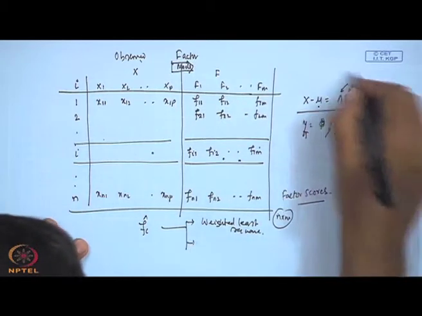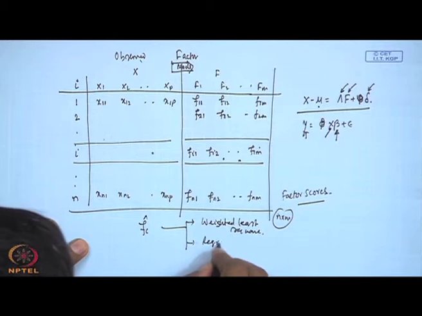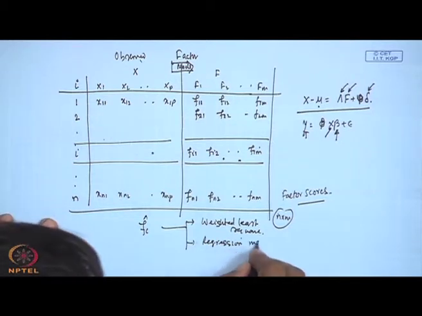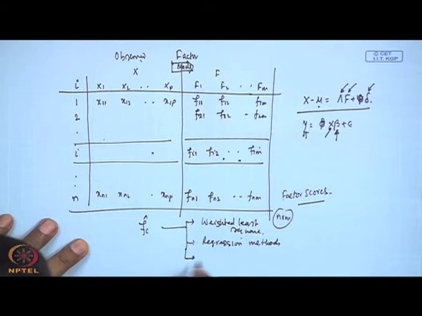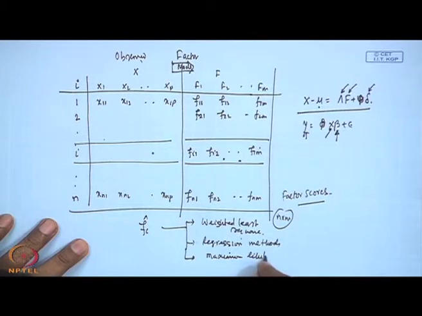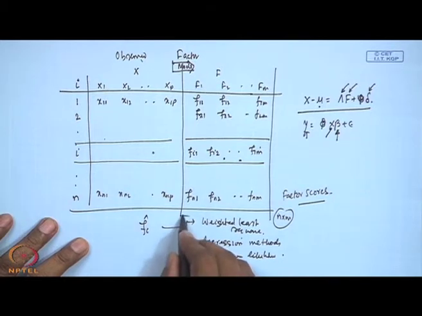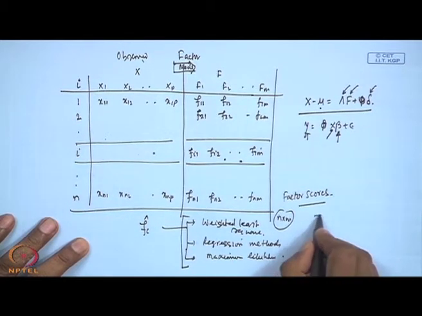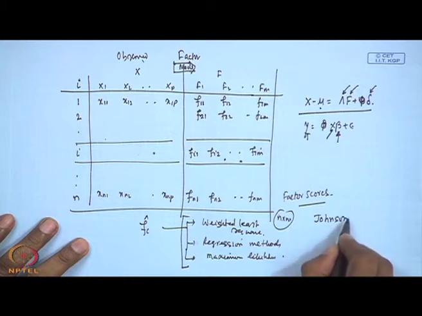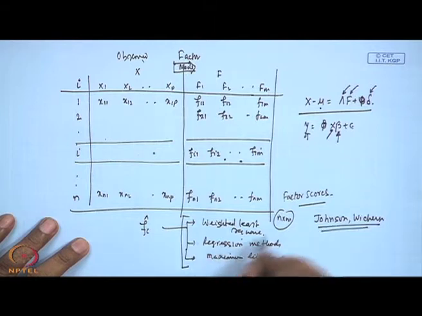As it is a regression-like equation, you can use regression methods, and maximum likelihood methods are also there. Several methods are there, and if you go through good books like the Johnson and Wichern book, Applied Multivariate Statistical Analysis, these discussions are given on how to go for these factor scores. Okay.